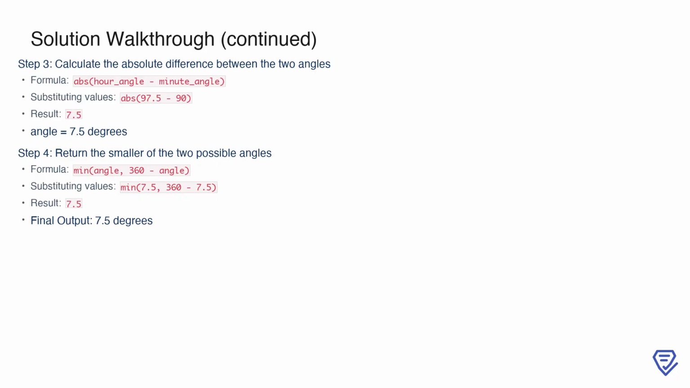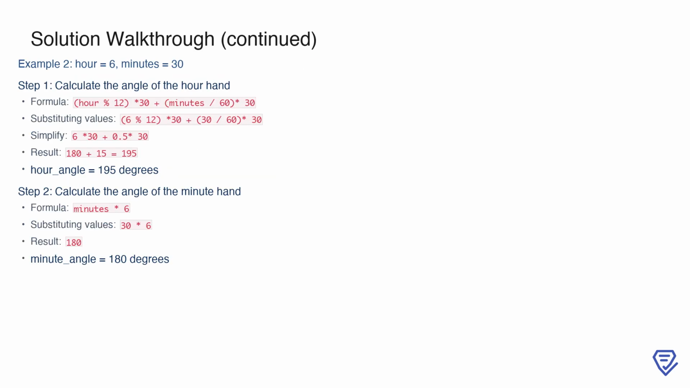To determine the smaller angle, we use the formula min(angle, 360 - angle). Substituting 7.5 for the angle, we calculate min(7.5, 360 - 7.5), which simplifies to min(7.5, 352.5). The smaller angle is clearly 7.5 degrees. Thus, the final output for this example is 7.5 degrees.